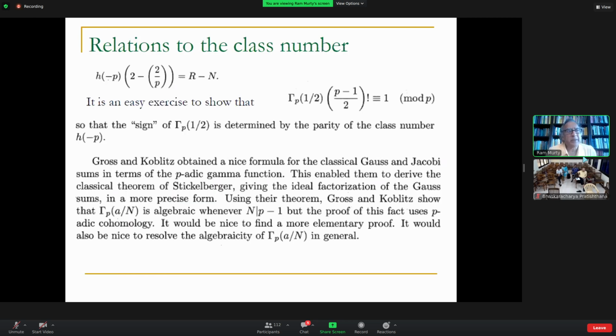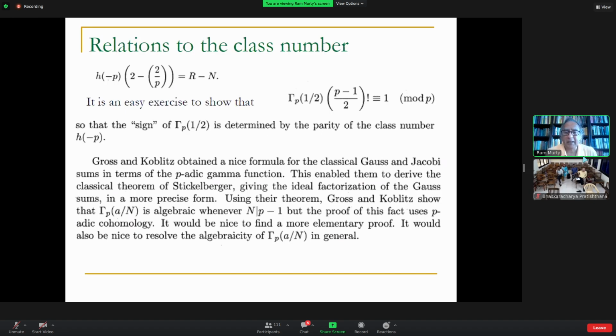Now, this whole business of the p-adic gamma function is a 1960s, 1970s discovery. Certainly it was happening when I was a graduate student, and Gross and Koblitz at the time were working on this p-adic gamma function. It's connected with many classical questions: Gauss and Jacobi sums can all be thought of in terms of the p-adic gamma function. And so this enabled them to derive a classical theorem of Stickelberger, giving the ideal factorization of Gauss sums in a more precise form using the p-adic gamma function.